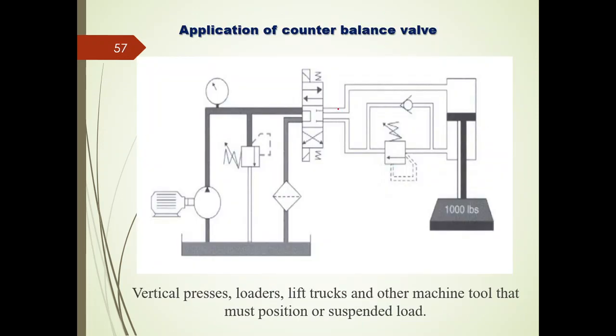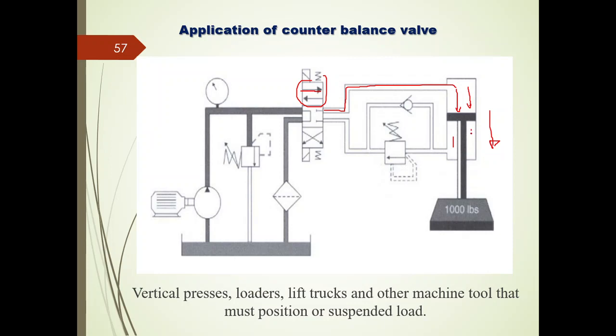So first, I will actuate the first position. After actuating this position, what happens is the fluid will flow from P to A. That means the pump flow will be circulating here. I'll be getting the fluid on the blind side, so the piston will be moved towards the lower side.